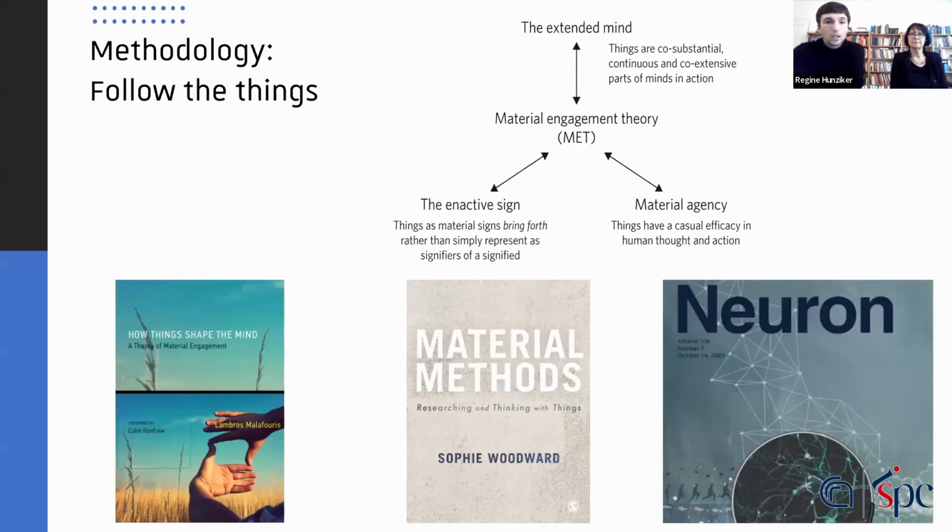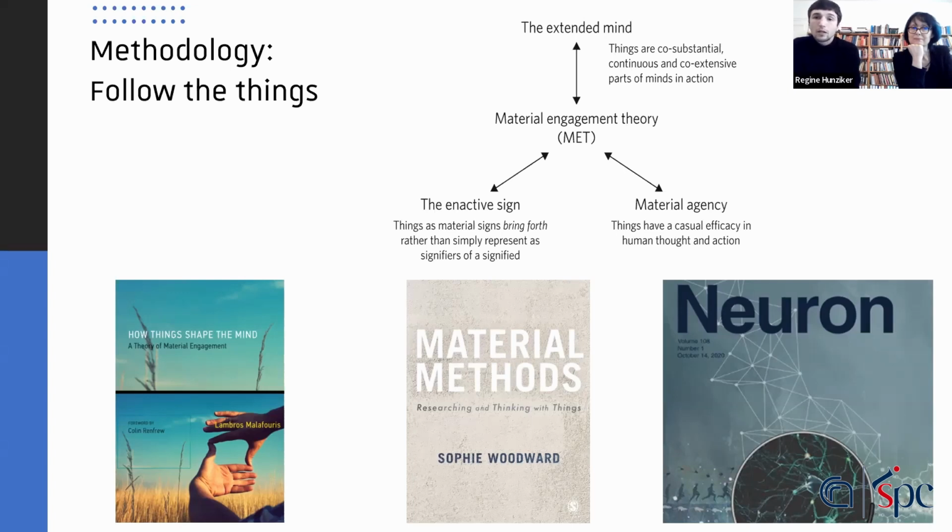We tried to use the material engagement theory framework developed by Lambros Malafouris, a professor of anthropology and cognitive archaeology from Oxford, that synthesized in a working method the discoveries from cognitive science, cognitive archaeology, and neuroscience based on the material evidence. And around this framework and its key terms, we tried to synthesize our method.